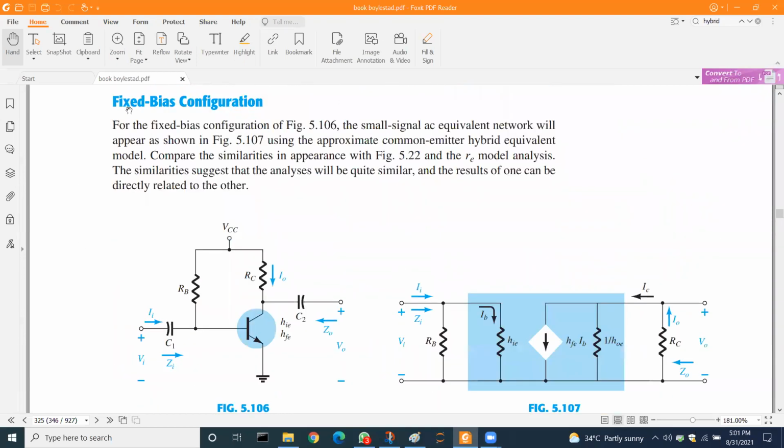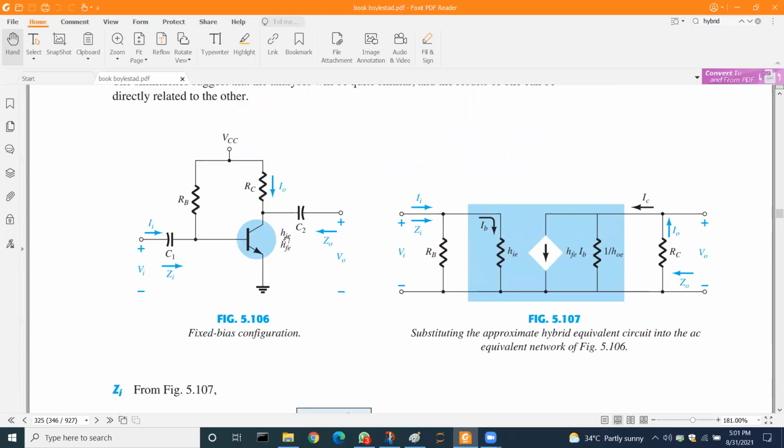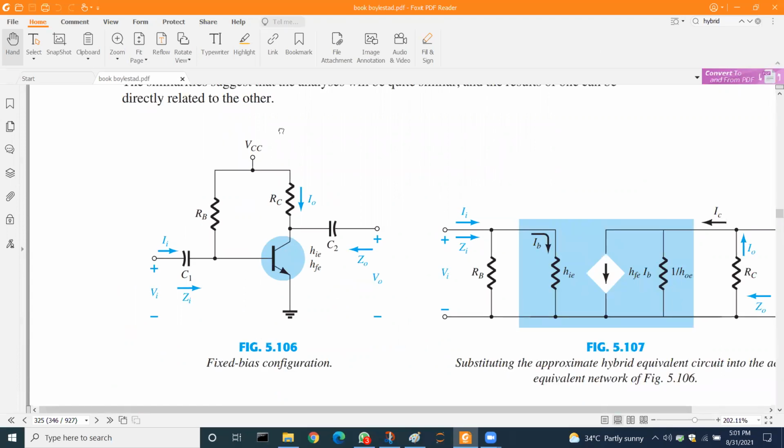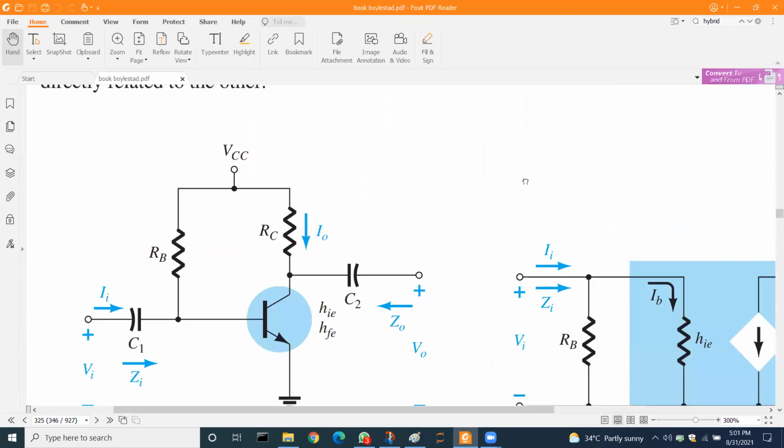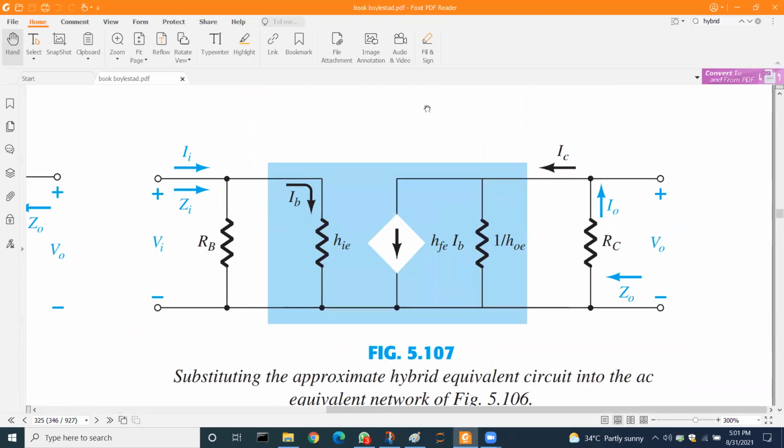Now, because we have already gone through the fixed bias configuration, we can replace the transistor here to primarily come up with this approximate hybrid equivalent circuit. Let us look at it closely. Okay, as you can see, the circuit is the same, but the resistance RB is now present on the left side and RC is present on the right side. So what will be happening here?